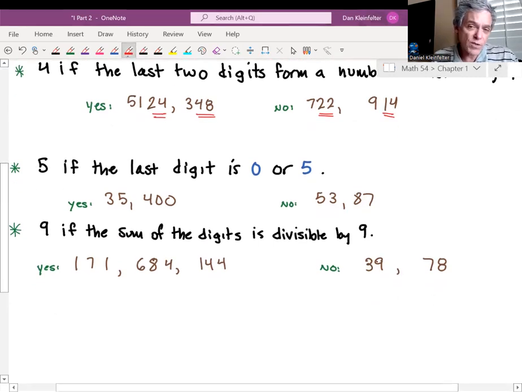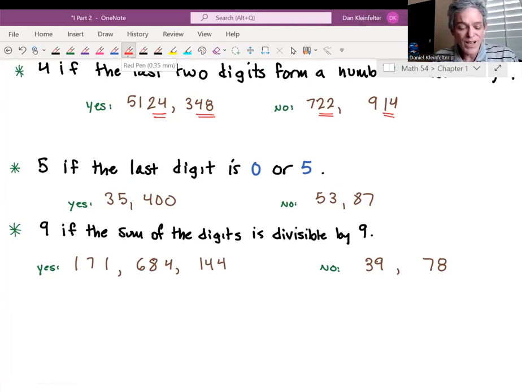Okay, the 9 test is really similar to the 3 test, only you're doing it for 9 instead of 3. 171, that looks kind of like a prime number, but if you say 1 plus 7 plus 1 is 9, 9 is divisible by 9, of course, and so 171 is divisible by 9. 684, I'll leave that one for you to check. Actually, let me do that one. 144 is easy. Let me do 684. 6 plus 8 plus 4, that's 18, and 18 is divisible by 9. So that means that 684 is divisible by 9.